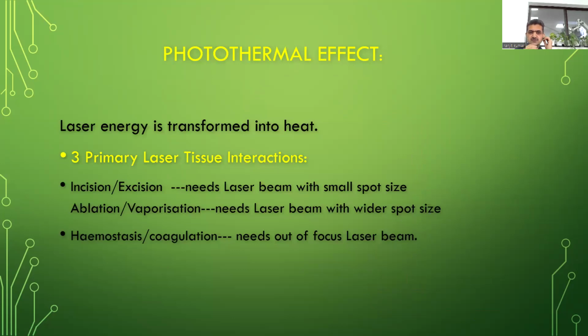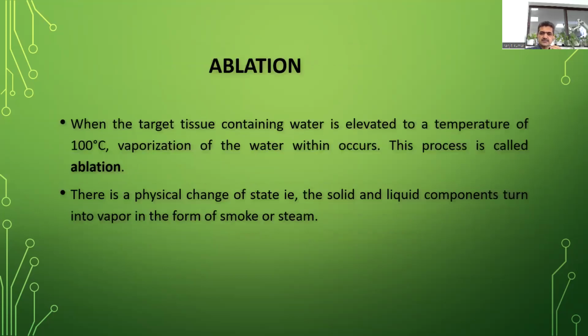Now, what is the photothermal effect? The photothermal effect is nothing but laser energy, when it reaches the tissue, being transformed into heat. Once it's transformed into heat, we can do incision and excision, ablation and vaporization, and hemostasis and coagulation. In the case of incision, we need a small spot size. Ablation means a wider spot size. Coagulation is with an out-of-focus laser beam.